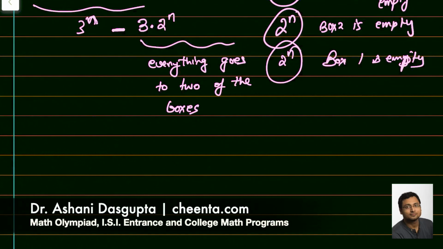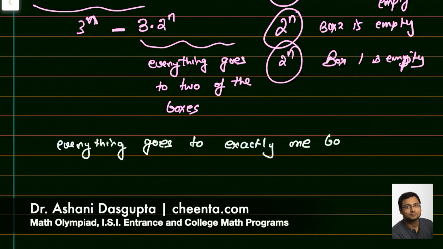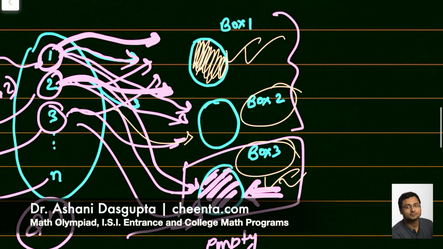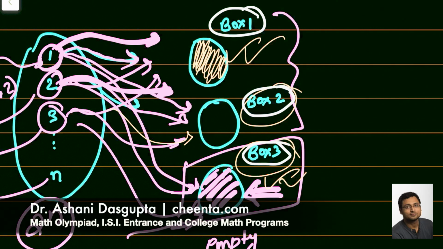So everything goes to exactly one box. We want to avoid this case. We don't want this because after all we want all the three boxes to be non-empty. Otherwise it will not be a partition into three classes, right?